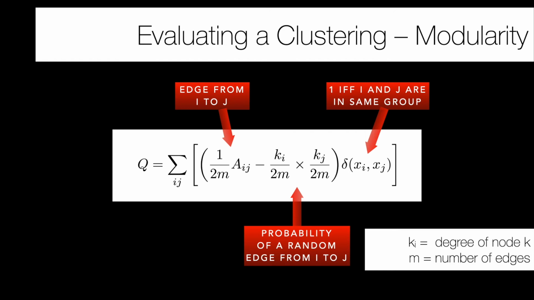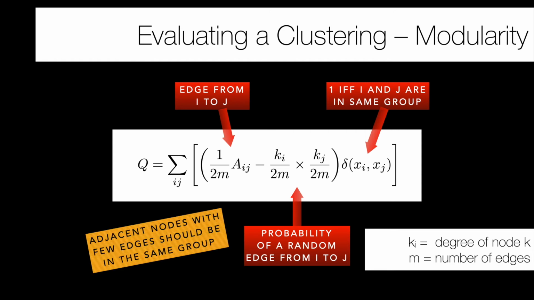The idea being that nodes that have a very high degree are going to be connected to many other nodes, not because of some internal structure or similarity between those two nodes, so much as just the random statistical probability of being connected having high degree. So instead, with modularity, the idea is adjacent nodes that have few edges. So these cases where we don't have many edges to many other nodes, if two of these nodes are adjacent, then they ought to be in the same cluster.